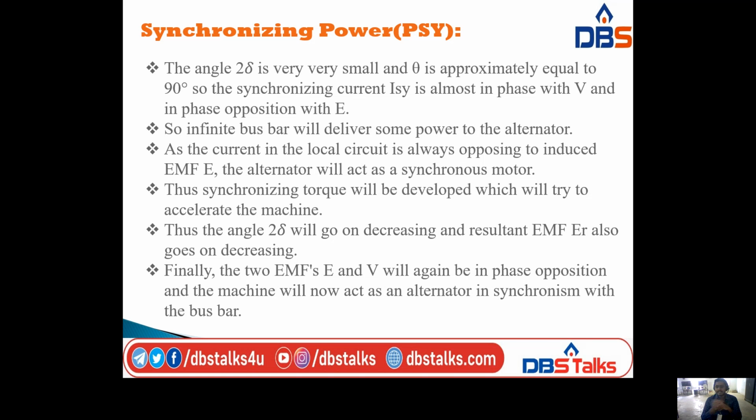Thus the angle 2 delta will go on decreasing and the resultant EMF ER also goes on decreasing. Finally the two EMFs, that is E and V, will again be in phase opposition and the machine will now act as an alternator in synchronism with the bus bar. Like that it will operate.